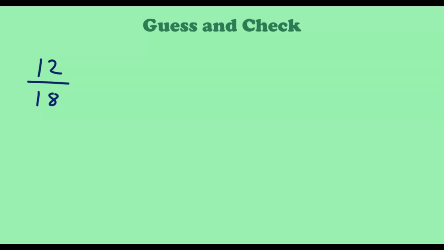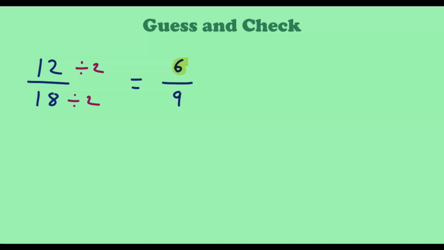Now, if we have a look at the numerator, we can see that it is 12. That's an even number. And the denominator is 18. That's also an even number. So that means that both of these numbers are divisible by 2. So what we're going to do is divide the numerator and the denominator by 2. And if we do that, we end up with 12 by 2, which is 6, and 18 by 2, which is 9.